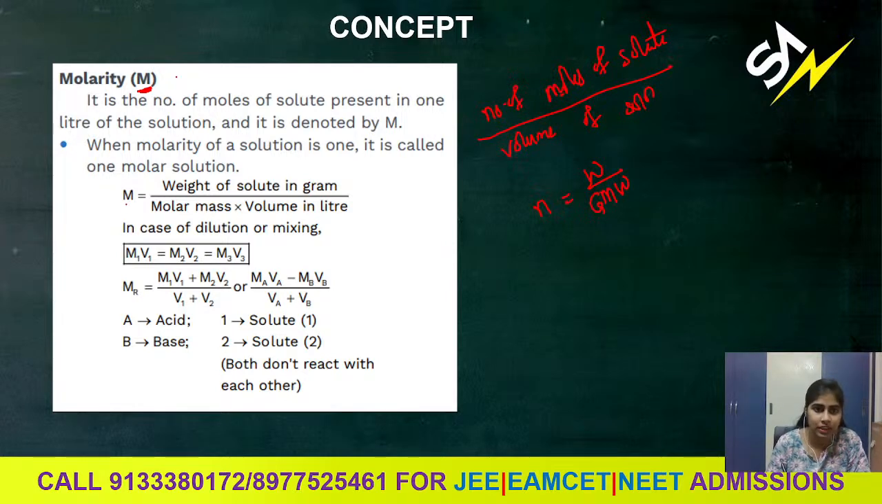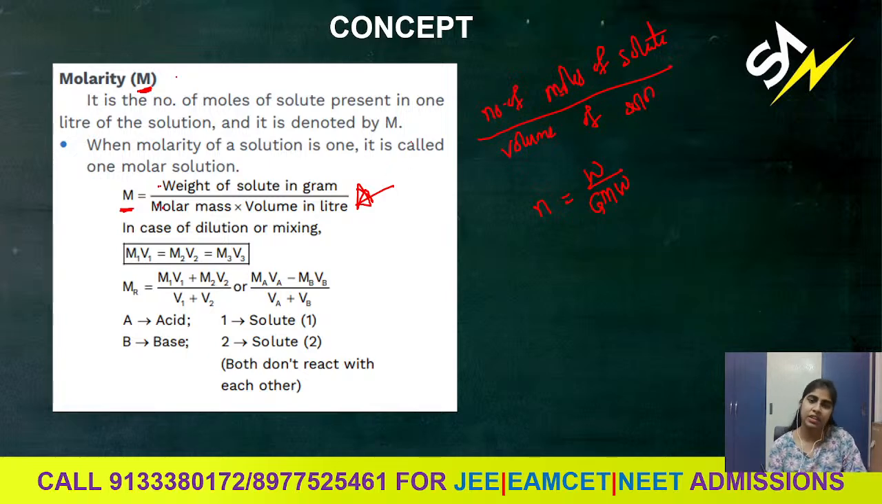So that is shown here, this molarity. Molarity is equal to the weight of the solute in grams by molar mass, that is gram molecular weight. This shows the number of moles. This is divided by the volume of the solution, which we are taking in liters. So this is the formula for molarity of the solution.